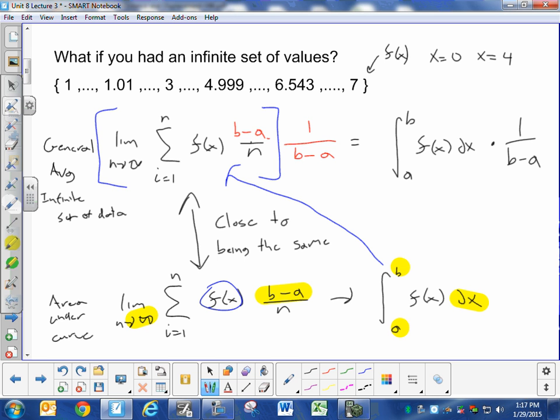Turns out, if you want to find the average of an infinite set of data, you find the area under the curve that the data kind of produces. You know, if you graph out all of the data, you find the area under that set of data, and then you multiply that area by 1 over b minus a, and poof, you get the average.